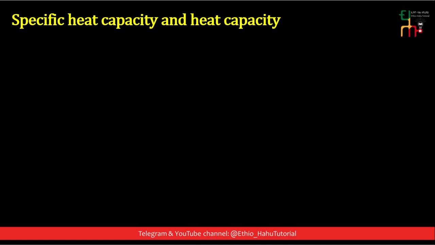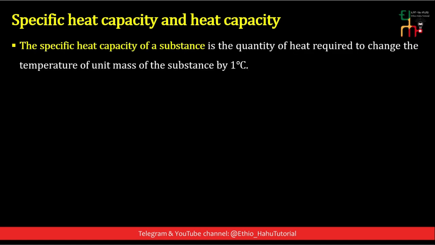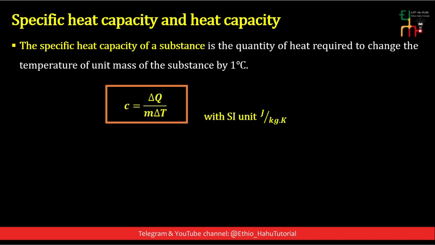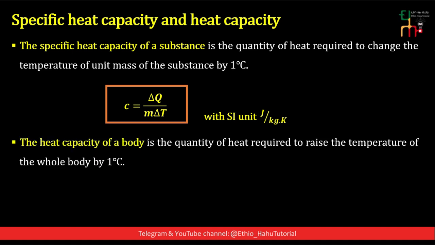Having seen this, let's see specific heat capacity and heat capacity. The specific heat capacity of a substance is the quantity of heat required to change the temperature of unit mass of the substance by 1 degree Celsius. The SI unit of specific heat capacity is joule per kilogram per Kelvin, but a non-SI unit of specific heat capacity is calorie per gram per degree Celsius. The heat capacity of a body is the quantity of heat required to raise the temperature of the whole system or body by 1 degree Celsius.